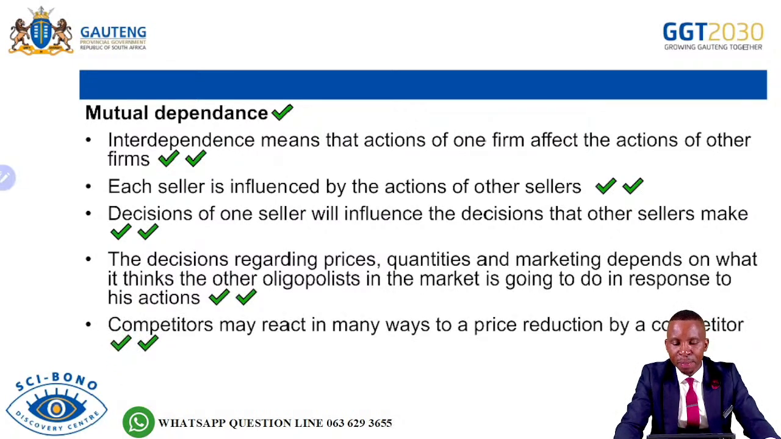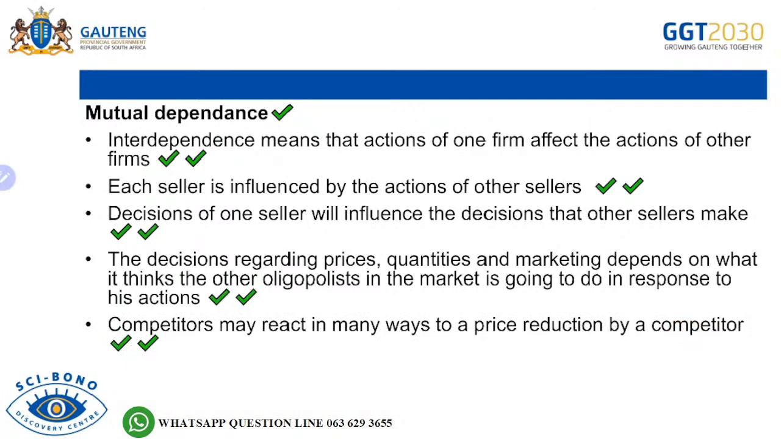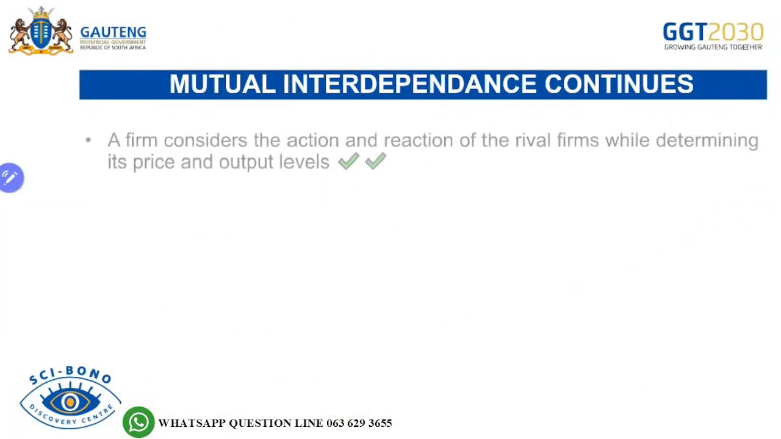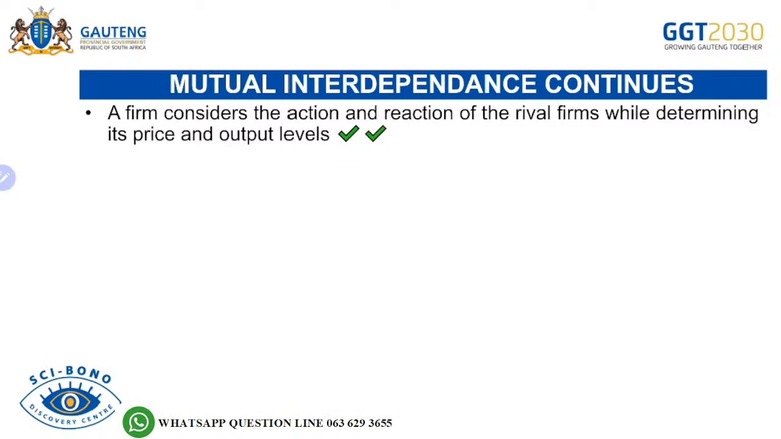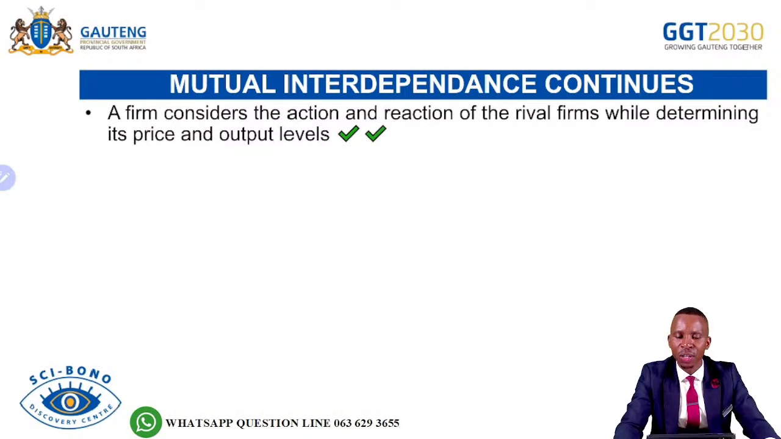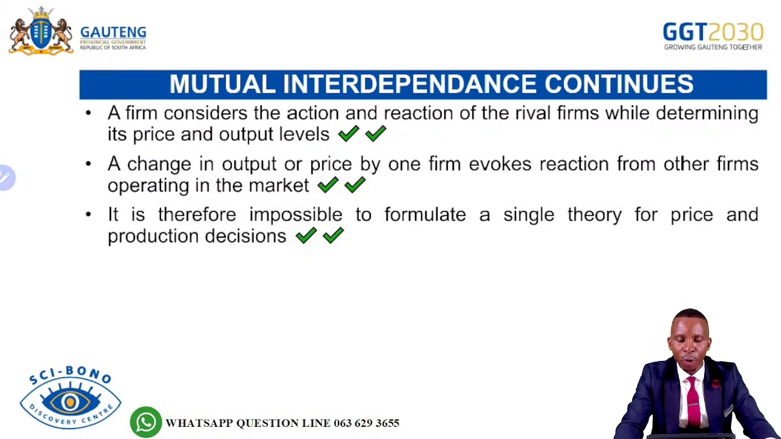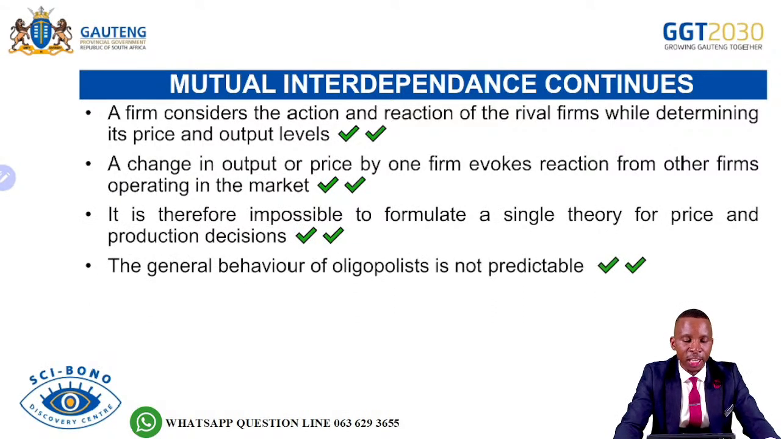Competitors may react in many ways to a price reduction by a competitor. There is no single way they can react. So there are different ways that they can use to react if ever the price has been reduced by one firm. Mutual dependence. The firm considers the action and the reaction of the rivals while determining the price and output level. A change in output or price by one firm evokes a reaction of other firms operating in the same market. It is therefore impossible to formulate a single theory for price and production decisions under oligopoly. The general behavior of oligopoly is not easily predictable.